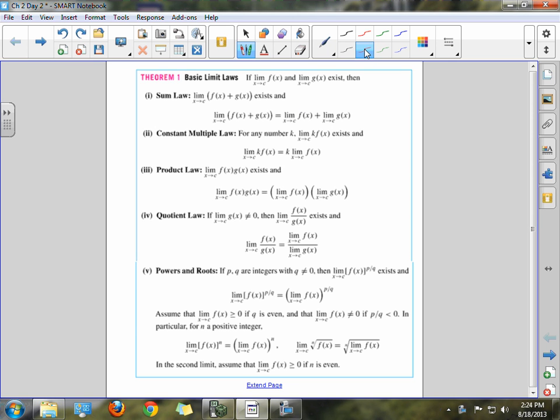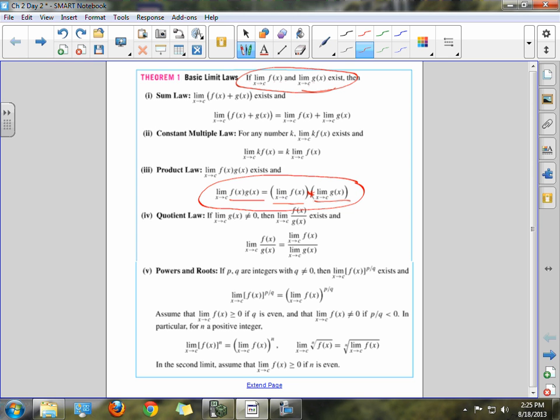The first one I want to point out is the product law. This law doesn't apply to other things we'll use in the future, like integrals, derivatives, and so on. But if you have two functions multiplied together and you're looking at the limit as x approaches c, as long as the individual limits exist, then all you have to do to evaluate this limit is find the two individual limits and multiply those together.